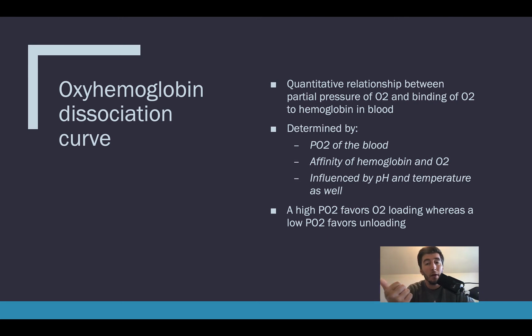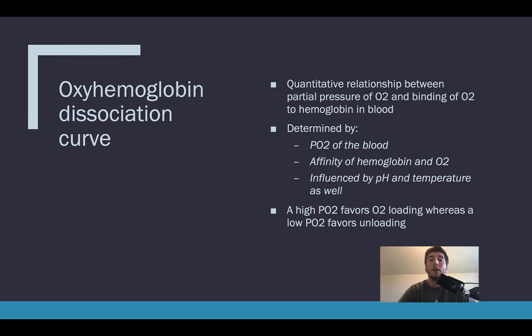It's going to be predominantly determined by the PO2 of the blood, but it can also be manipulated based on the affinity of the hemoglobin for that molecule of oxygen. And we know that we can manipulate protein affinity for things and enzyme affinity for things by altering the pH of the system as well as the temperature of the system.